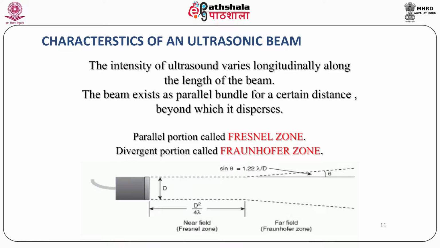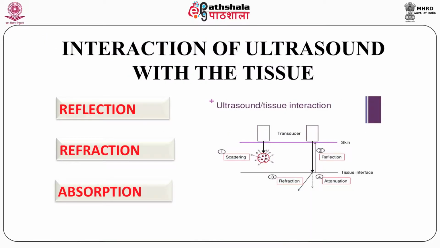The length of the Fresnel zone is equal to r square upon 4 lambda, where lambda is the wavelength. The Fresnel zone is longest with a large transducer and high frequency sound wave. The Fresnel zone is shortest with a small transducer and low frequency sound wave.